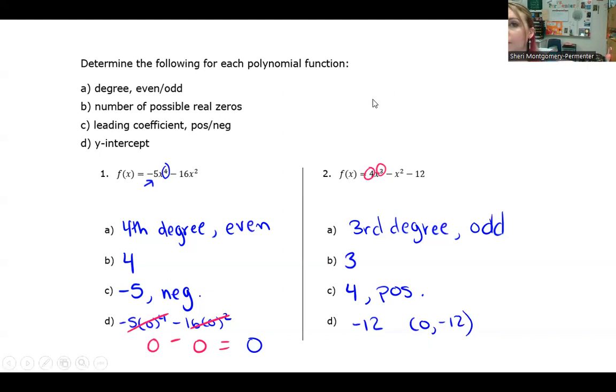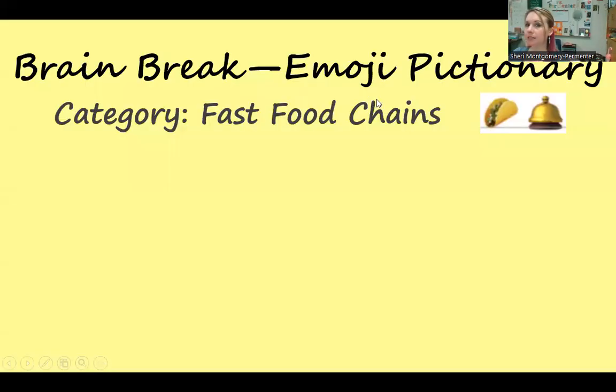But before we do that, it's been a minute. My 5th period gets on to me because I don't do enough brain breaks. And so I found some emoji Pictionary. Have y'all ever done this? It's going to be quick. I think you're going to be good. So the first one, I'm sure you can tell me these are all fast food chains.